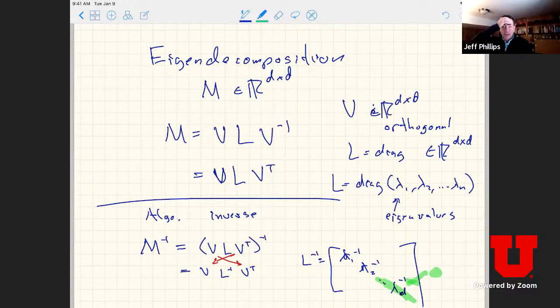All right, so that's the connection to eigen-decompositions. They're the nice case of eigen-decompositions. The singular value decomposition is the same thing.